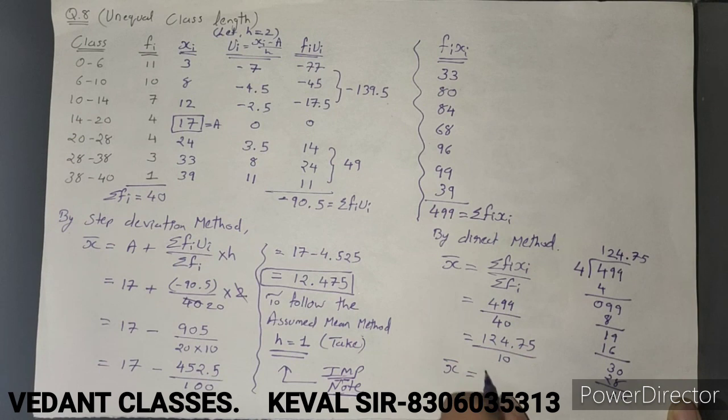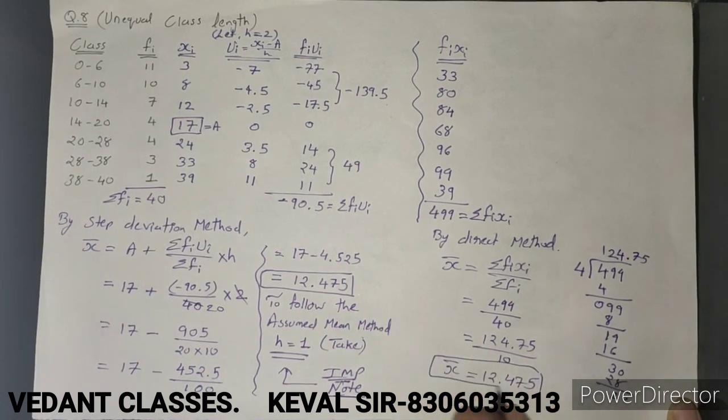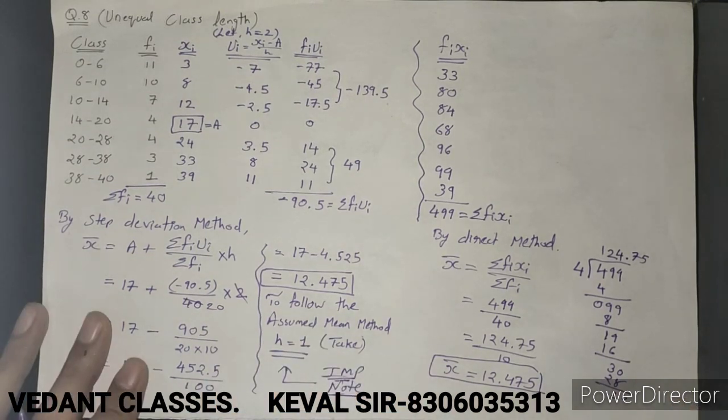So the value of x bar is 12.475. So you are getting the same answer again, right? So it's appropriate to use the direct method in this type of question.